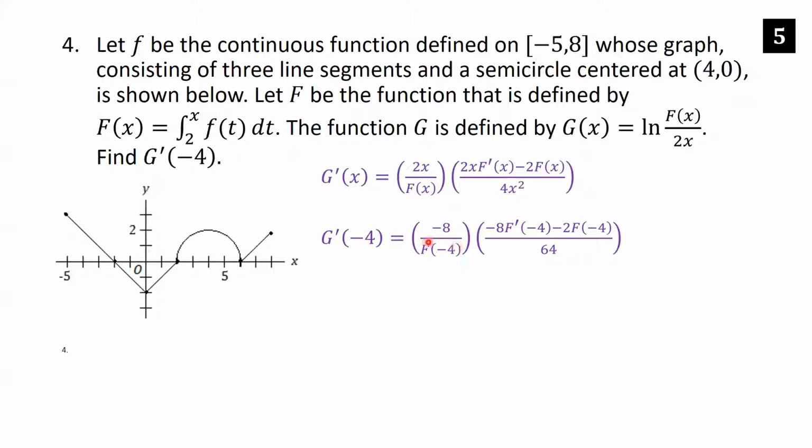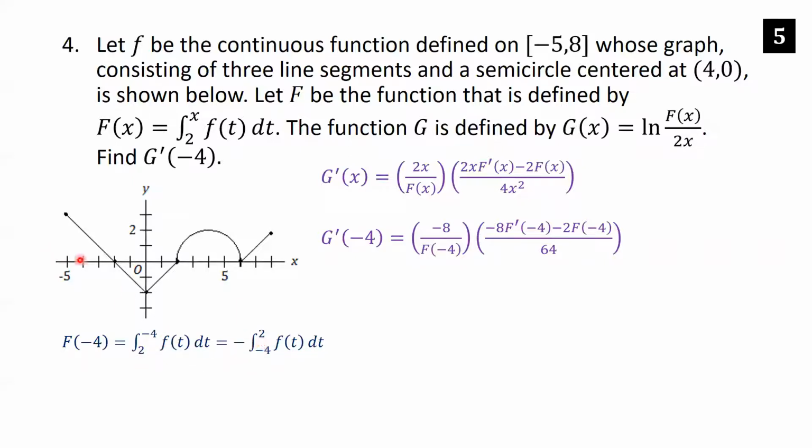All right, so we have to figure out what capital F of -4 and F prime of -4 are. Well, capital F of -4 is the integral from 2 to -4 of little f of t dt, which is the negative of the integral from -4 to 2 of f of t dt. When you switch the limits, it negates the integral.